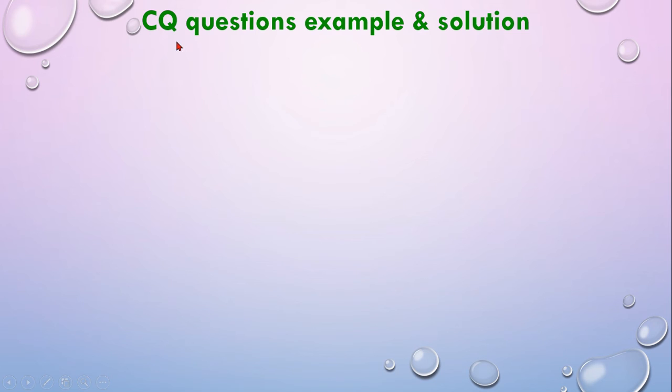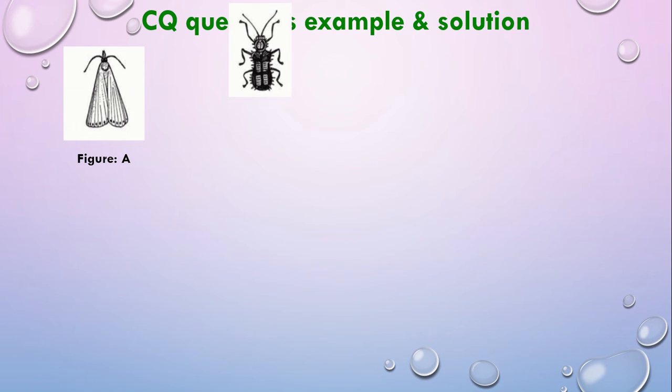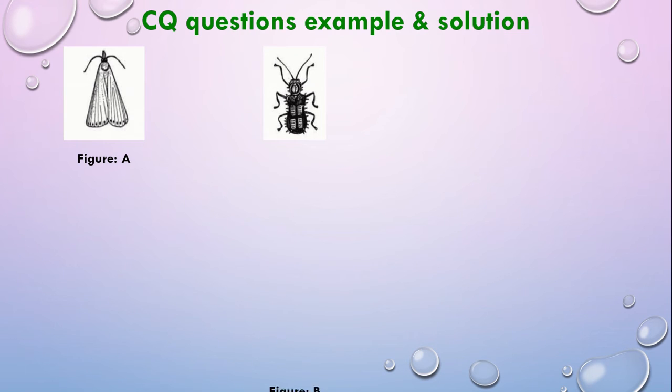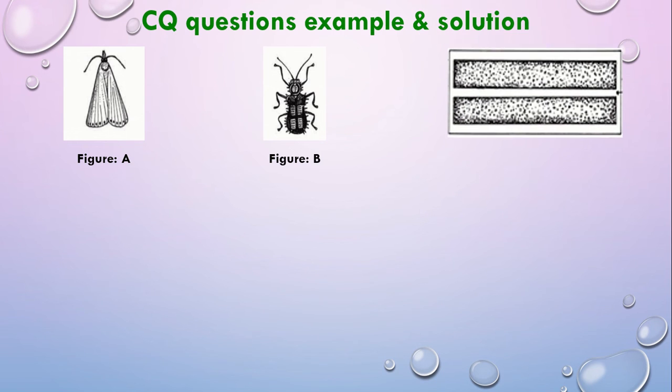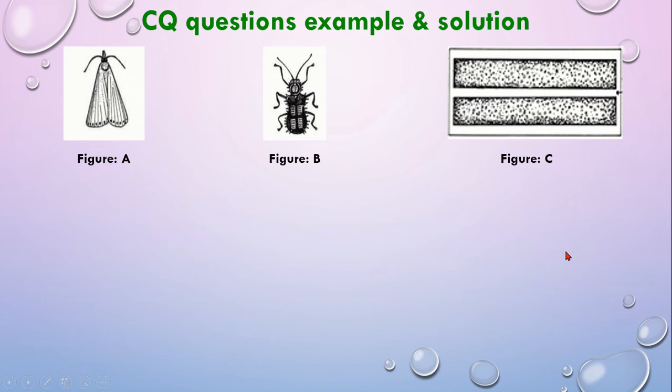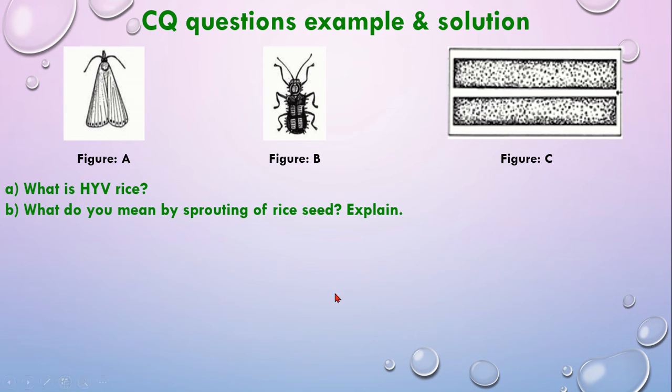Now some examples and solutions of creative questions. First question is, if you see here is one insect, figure number A, another one is figure number B. This is the stem of the question, and this one is another, figure number C. So this is the stem of a creative question. The first question is: what is HYV rice? Second question is: what do you mean by sprouting of rice seed? Explain.